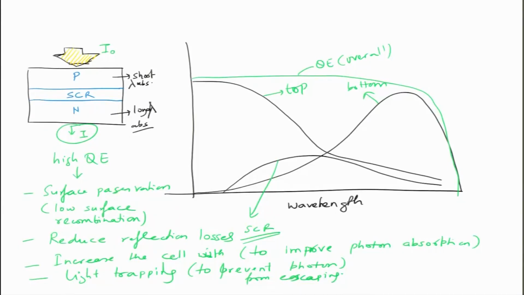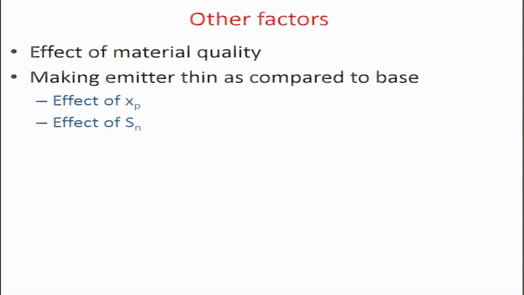And there are other factors also which you can consider to improve the current collection, and these other factors are dependent upon, for example, material quality. So material quality has various connotations to it, we will come to that. So basically what we mean in terms of semiconductors is that material quality will mean low defect density. Generally if you have higher defect density, you will have more recombination, as a result your fill factor will be reduced.